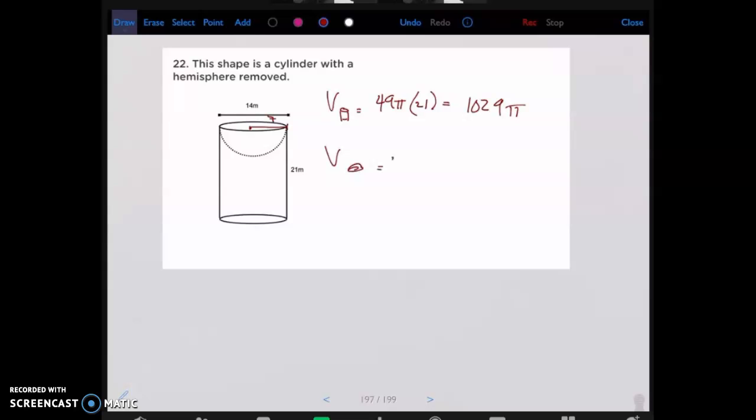And then we need to find the volume of the hemisphere. And that's going to be 4/3 pi times r cubed divided by 2 because it's a hemisphere. So if I do 7 cubed times 4 divided by 3 divided by 2, 228.6 repeating pi. And then think about it, I'm taking it out, so I need to subtract these two numbers.